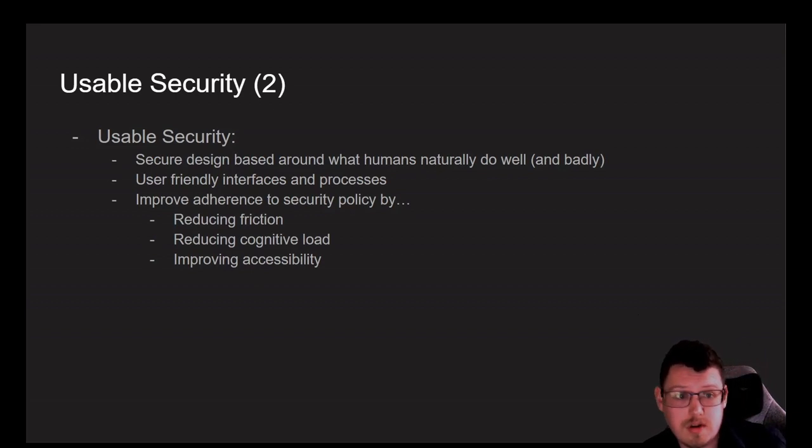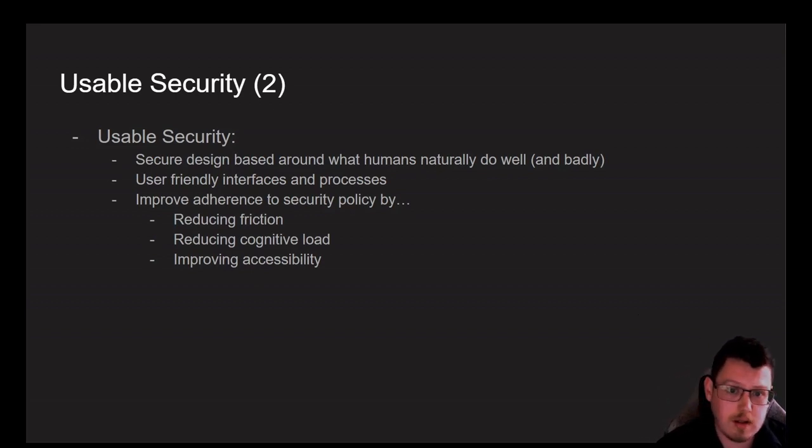So usable security, we're trying to design based around what humans naturally do well and what they do badly. So we're trying to create user-friendly interfaces and processes. The goal is to try and improve the adherence to security policy and mechanisms by reducing the friction required in actually using a system in a secure manner. We're trying to reduce cognitive load because some security mechanisms can overload cognitive function. Things like complex passwords. We've got solutions for that, like password managers.